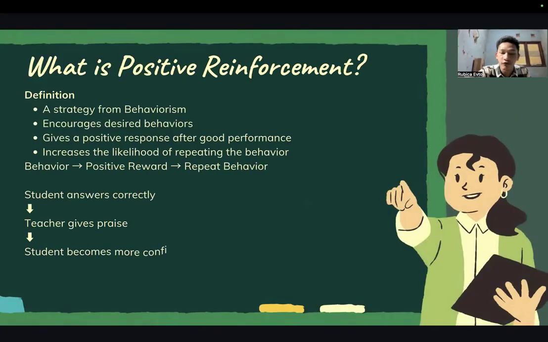Let's begin with what positive reinforcement is. Positive reinforcement comes from the theory of behaviorism. It means giving a positive response after someone shows a desired behavior. The purpose is to encourage that behavior to happen again in the future. In simple words, when students do something well, the teacher gives appreciation or encouragement. As a result, students feel happy and become more willing to repeat the same behavior.